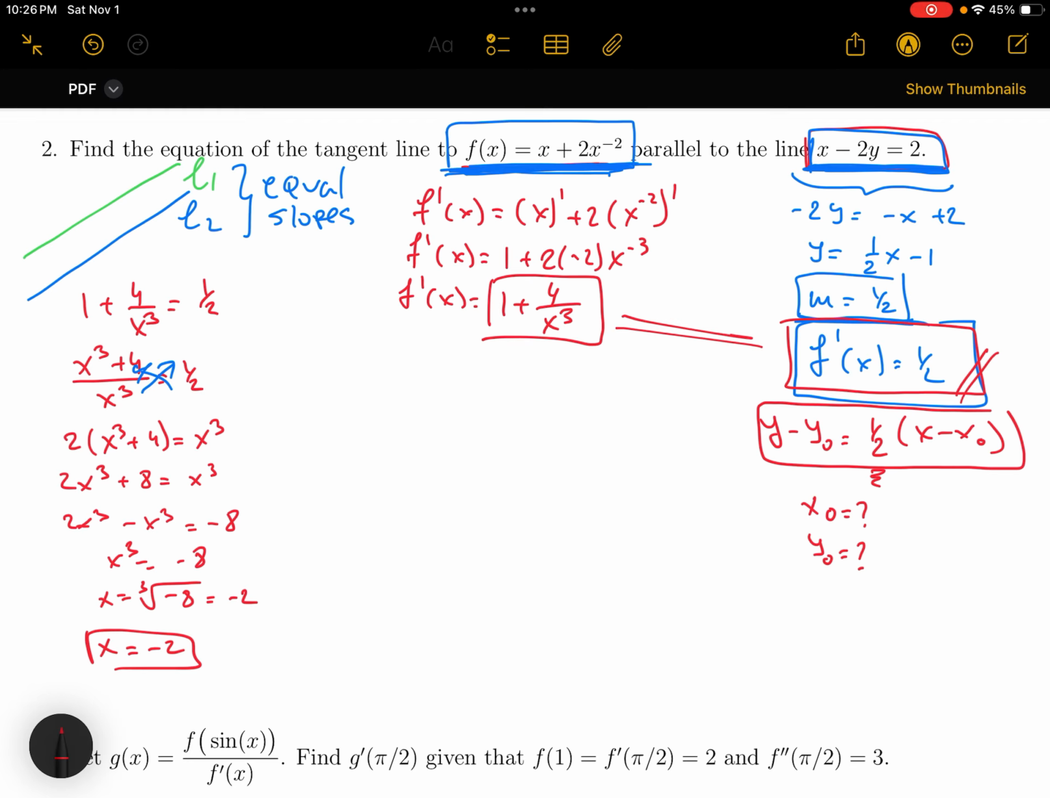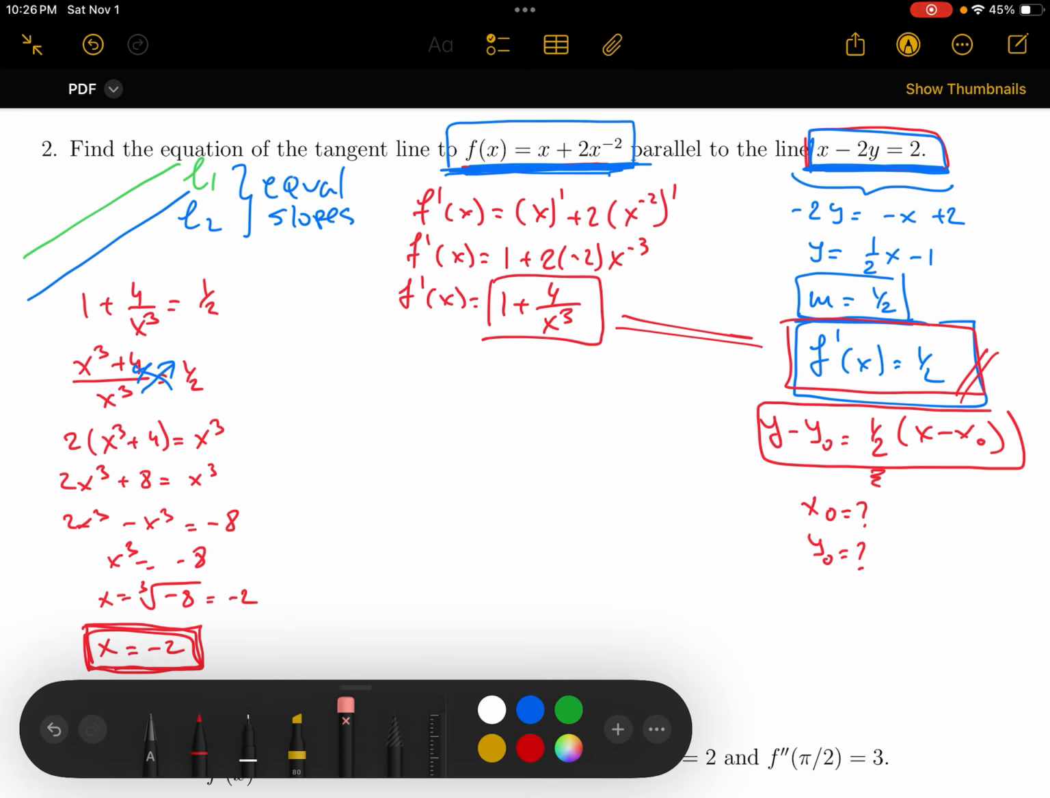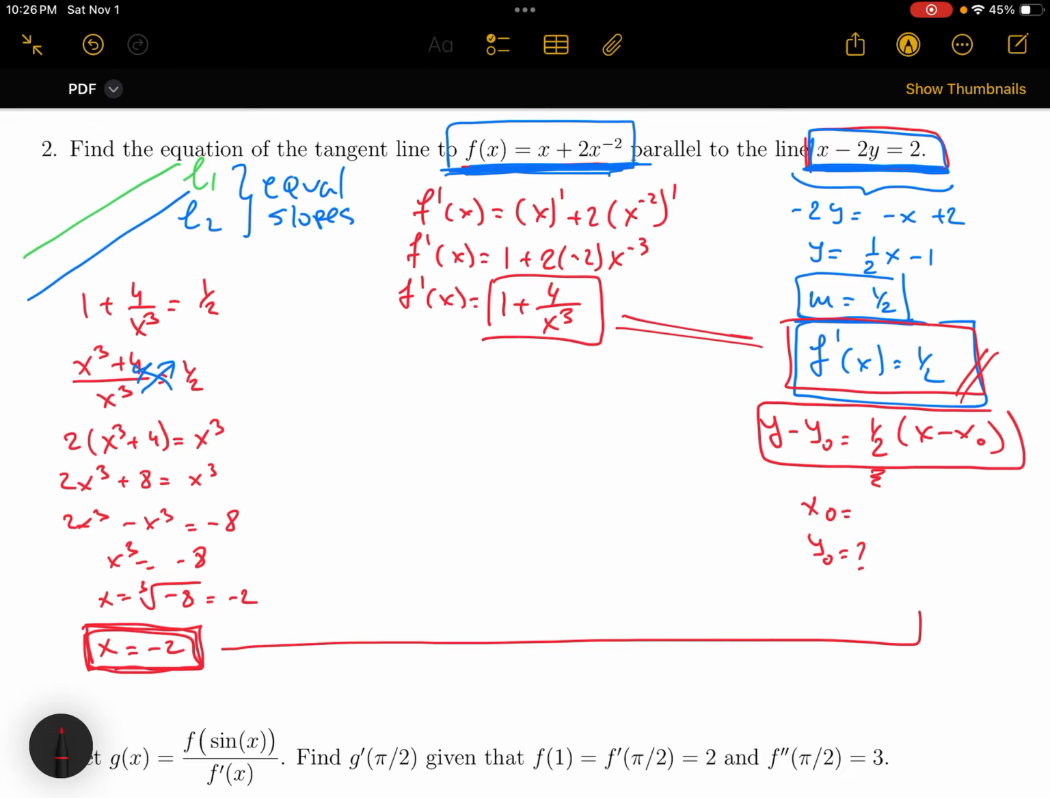Recall that this x value is the coordinate of the point that belongs to this curve, but also to the tangent line as well. So we have found x naught, that's negative 2, right? So we just have to find the y value. As I said, the point belongs to this curve, so in order to find the y value of that point, I just have to evaluate f at negative 2.